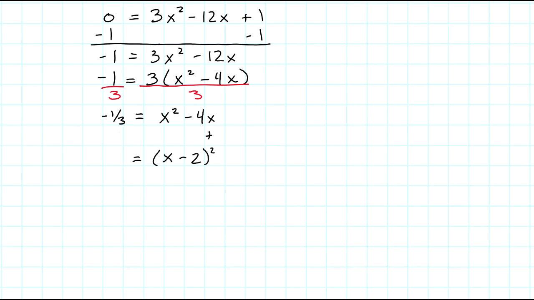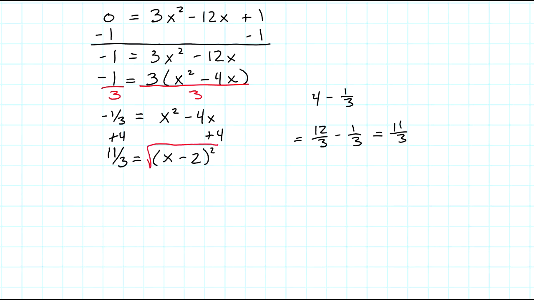When we FOIL this, that would add 4 to our previous line. So we've added 4, and we need to do that to both sides. We have 4 minus 1/3 that we need to compute now. So that's going to be equal to 12/3, since 4 equals 12 divided by 3. And then we take away the 1/3 to get 11/3. So we have 11/3 equals x minus 2 squared.